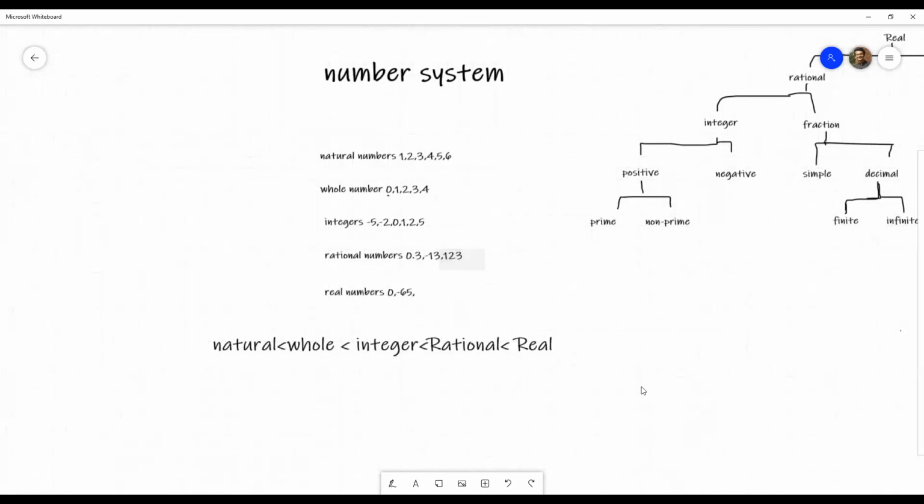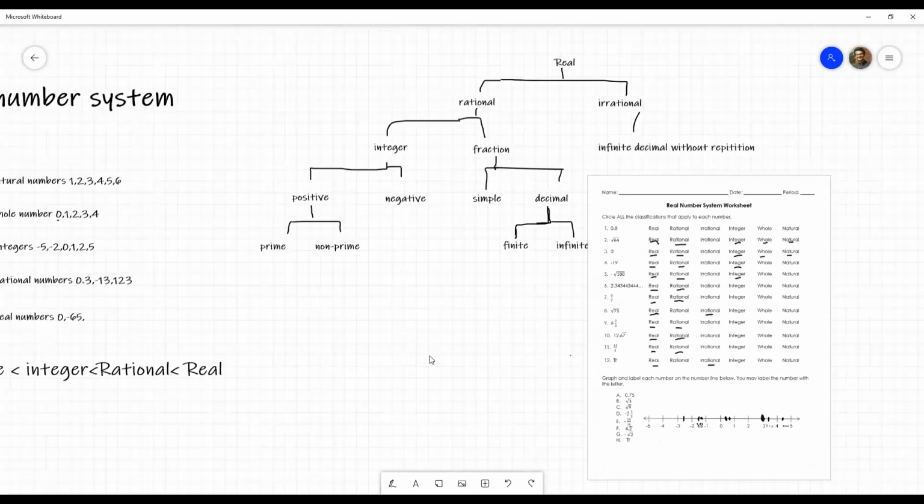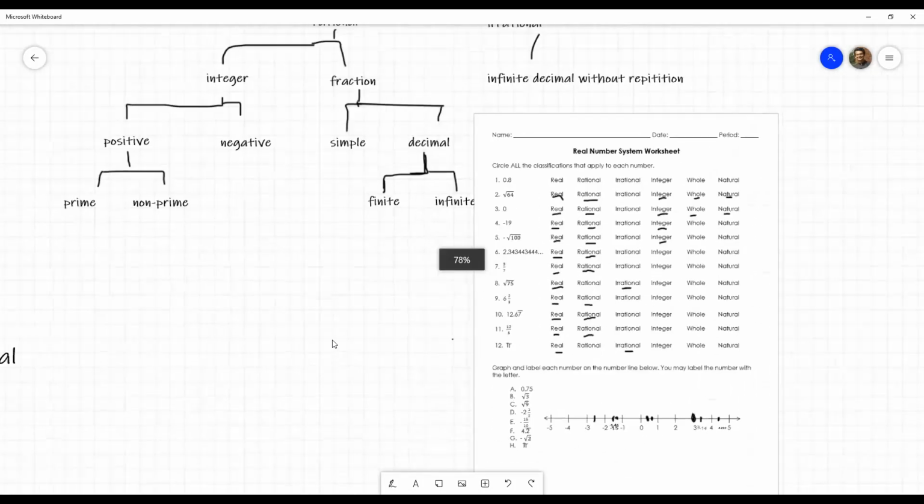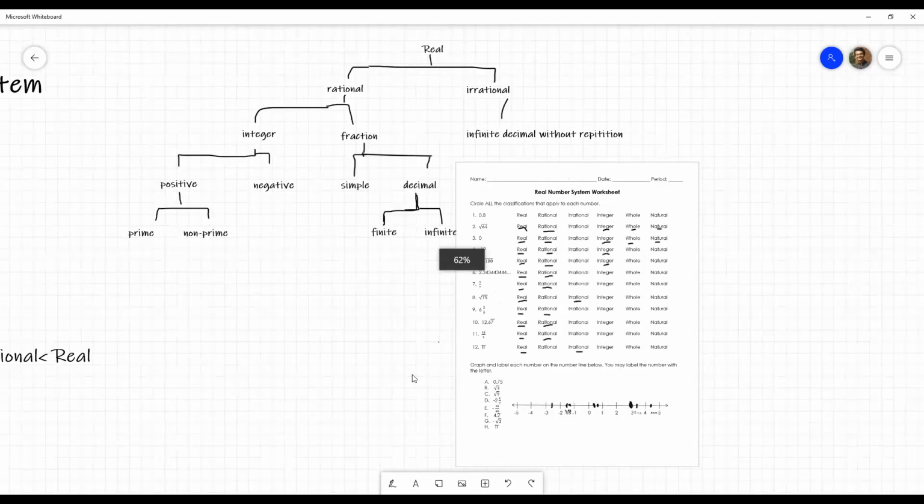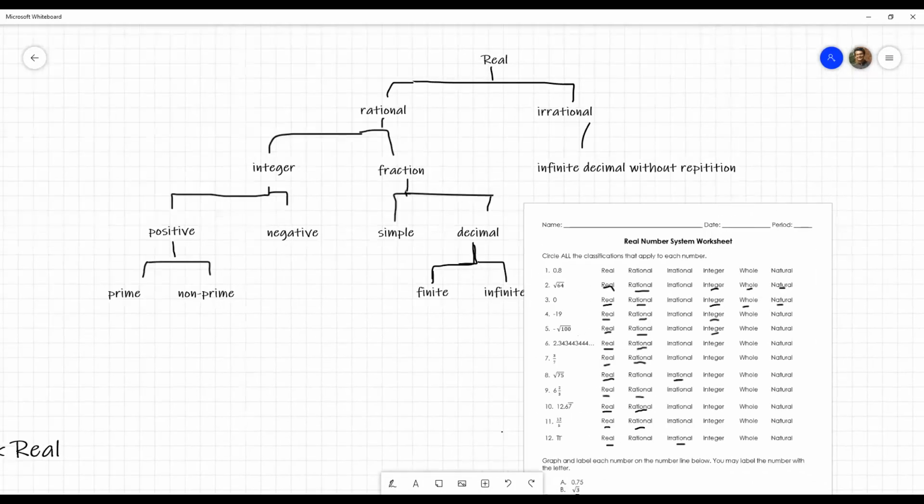So let's go back to what we learned before that. We learned the number system, as you remember, right? Yes, it was very hard. Oh yeah, it was very hard. It's kind of a huge thing.